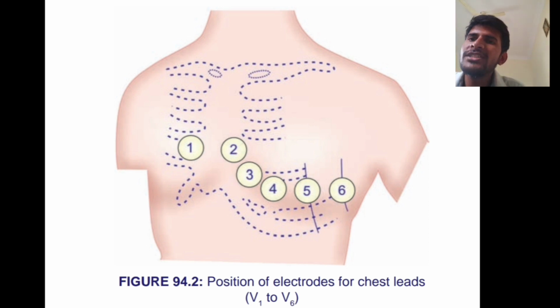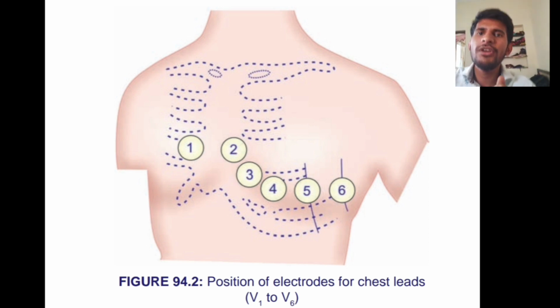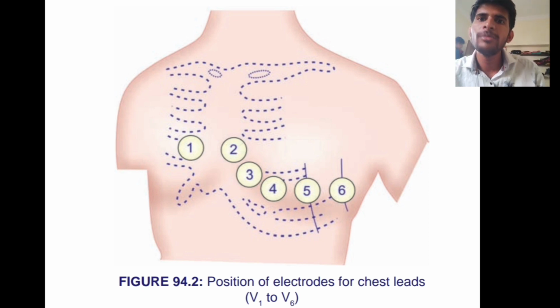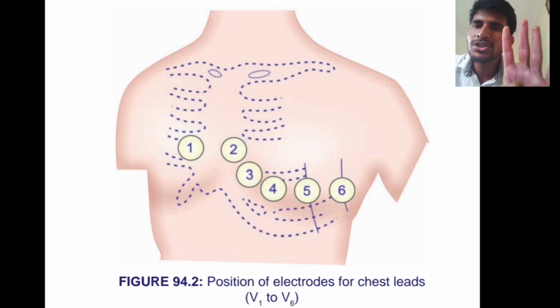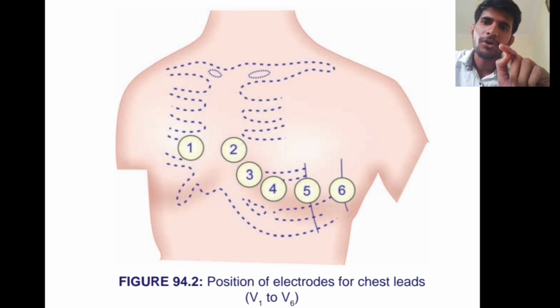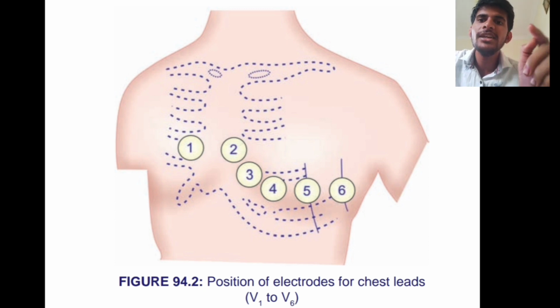Next, what are chest leads? There are totally 6 chest leads: V1, V2, V3, V4, V5 and V6. How will they be attached on the chest? The chest leads V1 and V2 are attached in the 4th intercostal space along the sternal margin on the right side and on the left side. The chest lead V4 is attached in the 5th intercostal space in the mid clavicular line. And chest lead V3 is attached between V2 and V4. The chest lead V5 is attached at the anterior axillary line in the 5th intercostal space. And the chest lead V6 is attached at the mid axillary line in the 5th intercostal space.